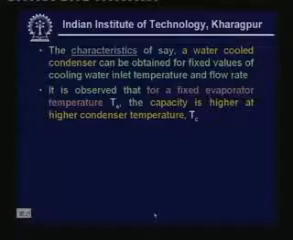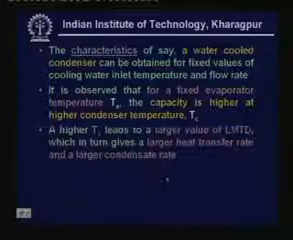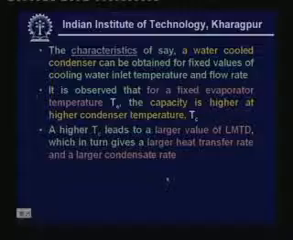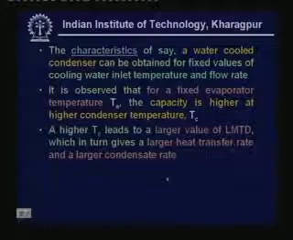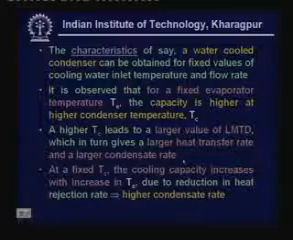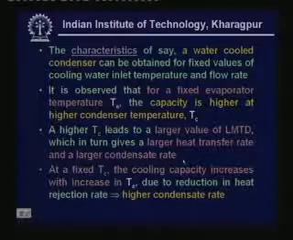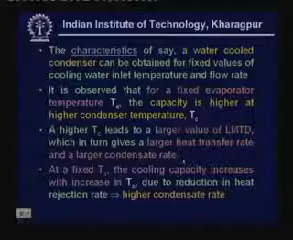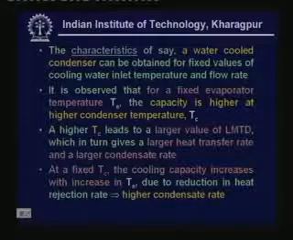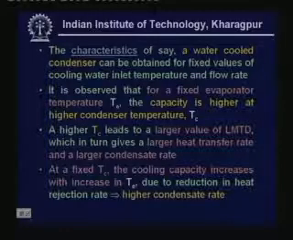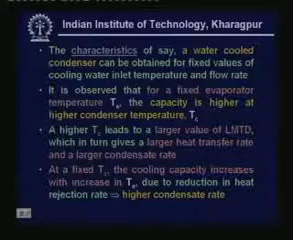As I said, it's observed that for a fixed evaporator temperature, the capacity is higher at higher condenser temperature. A higher condenser temperature leads to a larger value of LMTD, which in turn gives a larger heat transfer rate and a larger condensate rate. And as I have already mentioned, at a fixed condenser temperature, the cooling capacity increases with increase in evaporator temperature due to reduction in heat rejection rate. This leads to higher condensate rate, which will give you higher capacity.